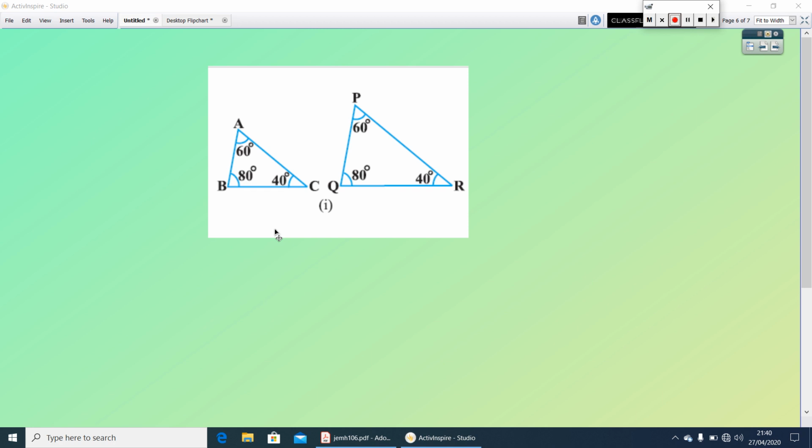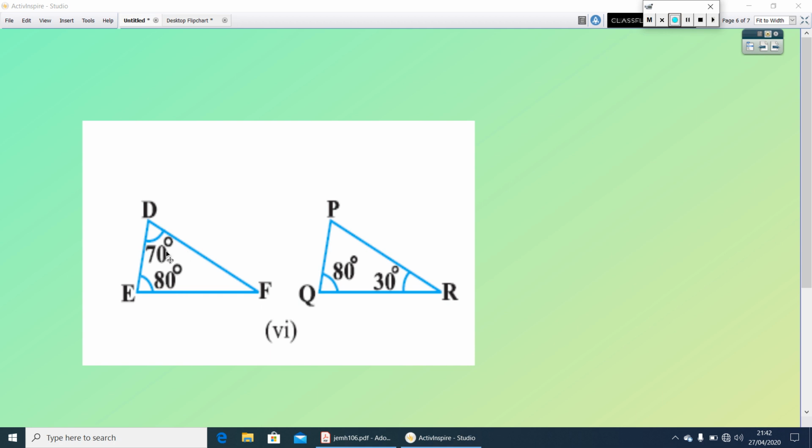This is a textbook question to find out which similarity criterion is used, and write the pairs of triangles in symbolic form. Here angle A is equal to angle P, angle B is equal to angle Q, angle C is equal to angle R. Therefore, we can write this as triangle ABC similar to triangle PQR. And the criterion used here is AAA similarity.